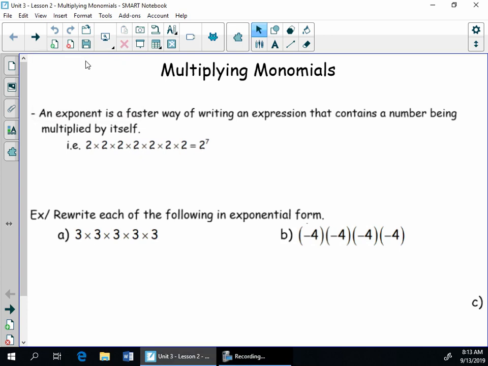In the last lesson, we examined how we can collect algebraic terms to make them simpler. Right? Finding things that were like, same letters, the same exponents can be collected together. Today we're going to look at what happens when we multiply things that have letters in them.